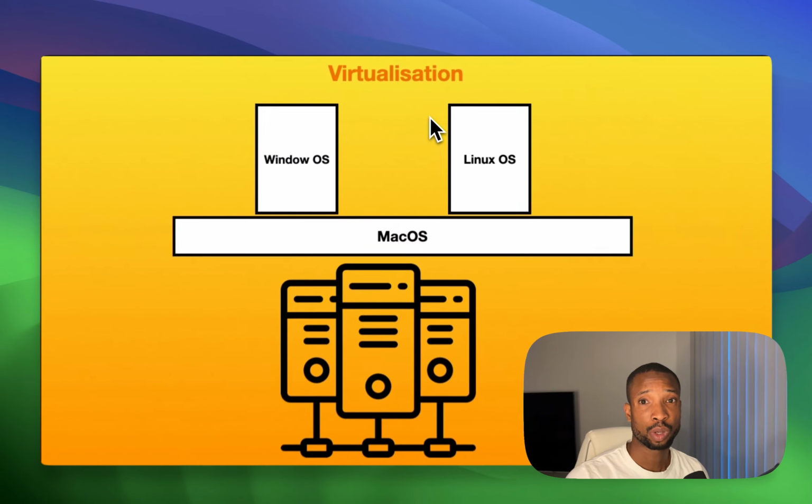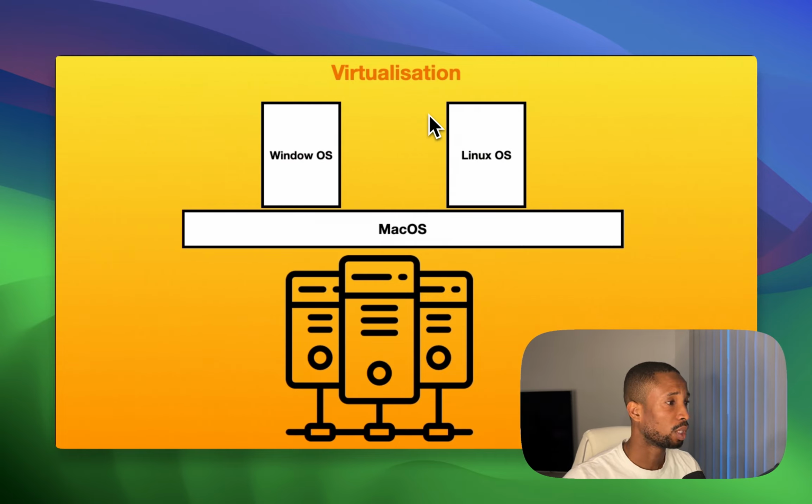Now, what is virtualization? Virtualization is a process whereby a hardware is divided into multiple operating systems. In this case, you have your macOS, which is your computer, and macOS is an operating system, and on top of that macOS, we want to install another operating system. Because of that, we need to make use of the technology known as virtualization.